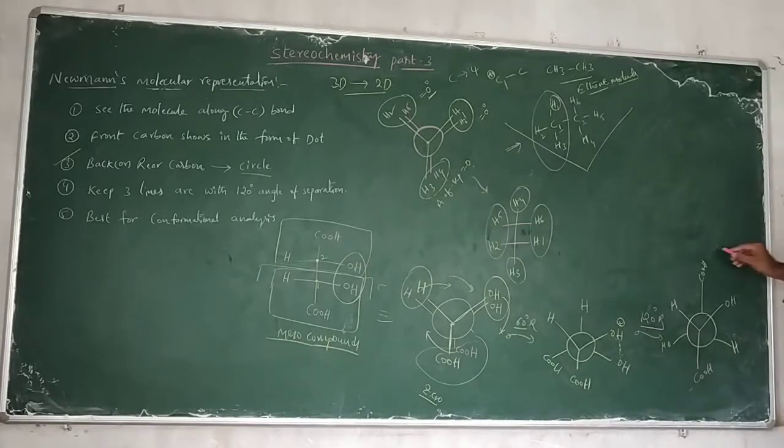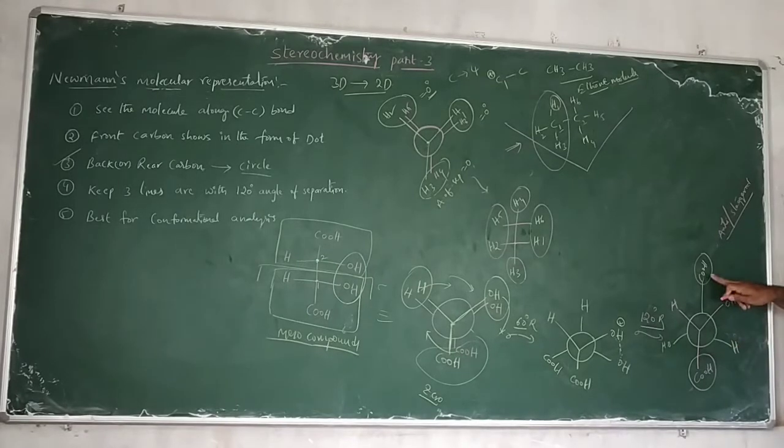fully strain-free conformation, or staggered conformation, also called the anti-conformation. Why? Because here, see, the bulky groups are existing far apart from each other.